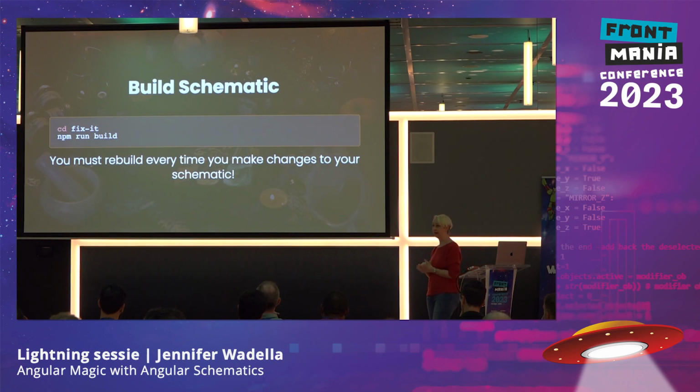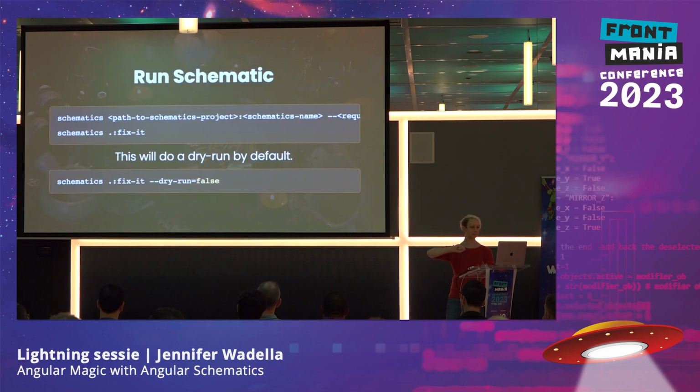When you have built your schematic, you need to remember to build it. This trolls me every time because I'm like, why isn't it working? Oh, well, Jennifer, you have to rebuild it every time. Duh. So you can just navigate into the directory of the schematic that you have created, which is going to have been created at the root level of your Angular project, and then run npm run build. So every time you make a change, rerun the build.